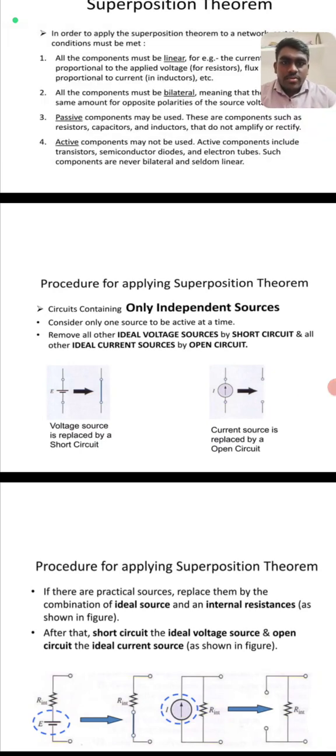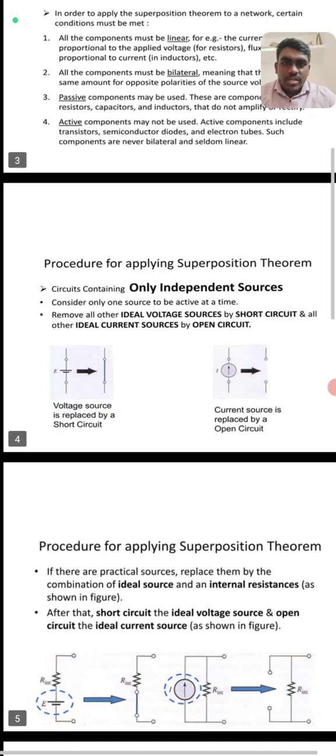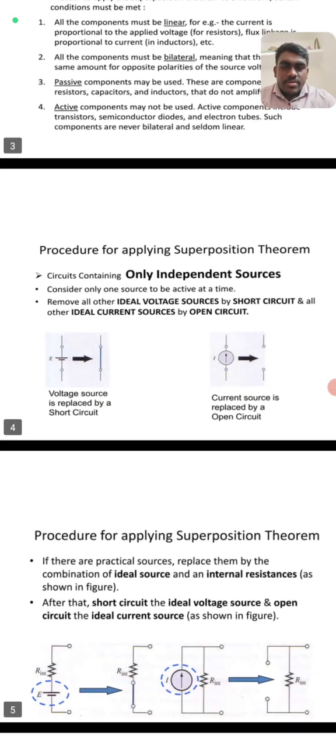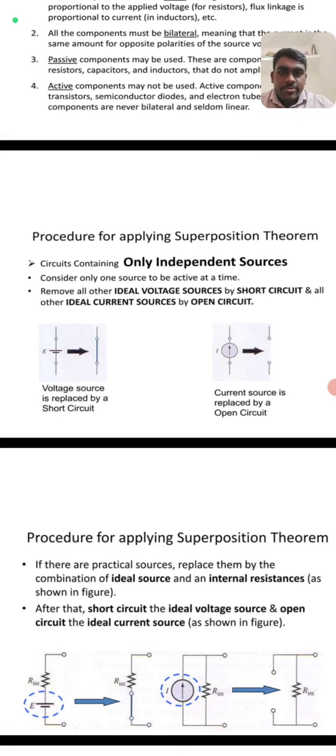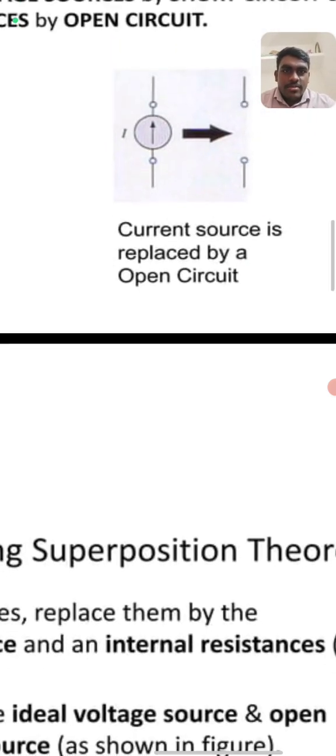Remove all ideal voltage sources by short circuit, and all other ideal current sources by open circuit. Voltage sources are replaced by short circuits. We can see the diagram on the right. On the left side of the diagram, the voltage source is replaced by a short circuit. On this side, the current source is replaced by an open circuit.